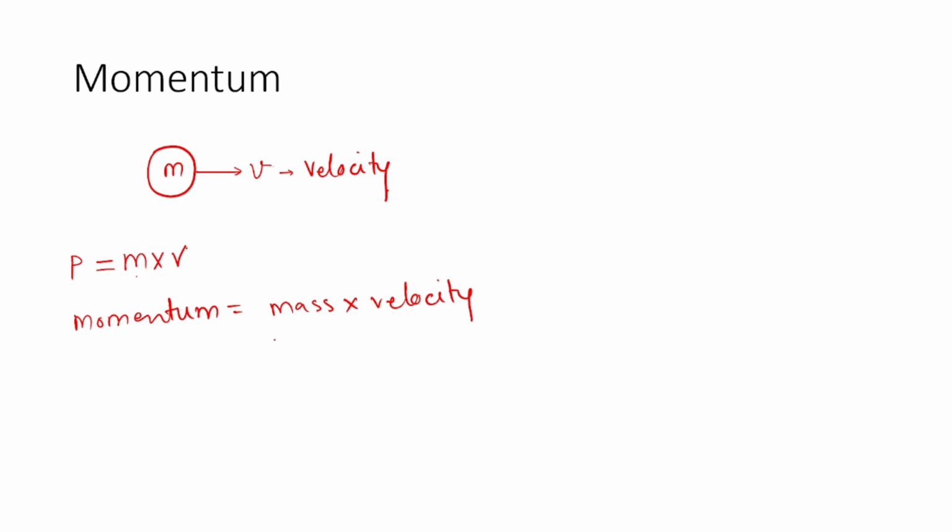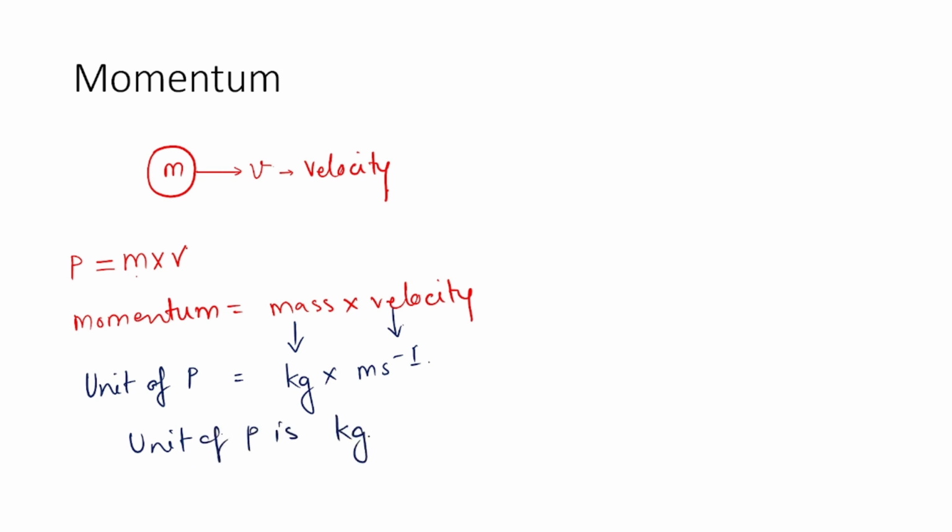Now, since we know what momentum is, there must be some unit for momentum. So what is the unit for momentum? Let me change the color of the pen. The unit of momentum you can find by using this formula. So the unit of p, which is momentum, is the unit of mass, kg, into the unit of velocity, which is meter second power minus 1. So the unit of p is kg meter second power minus 1.